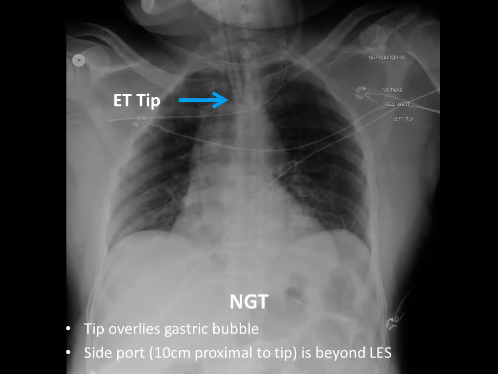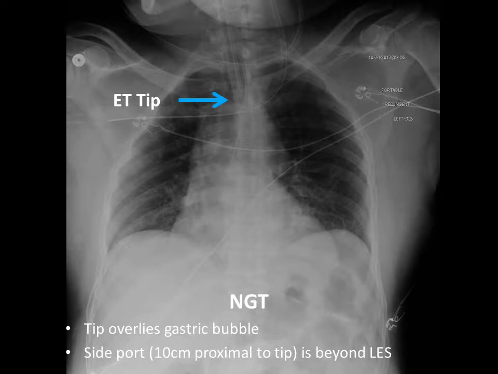The first of our GI tubes that we'll look at, NG tube here. This patient also has an ET tube placed, but you can see that the NG tube continues past where the ET tube terminates. It's highlighted here by the yellow arrow. And the NG tube continues on and overlies the gastric bubble. This confirms for us that the tube is not in the lung.